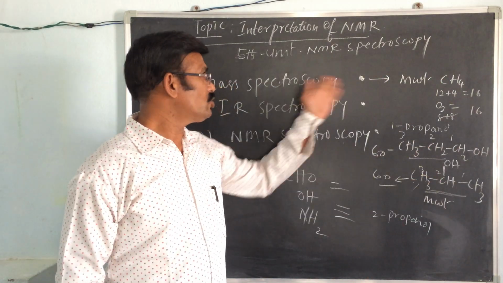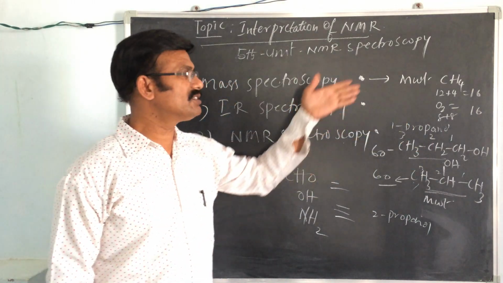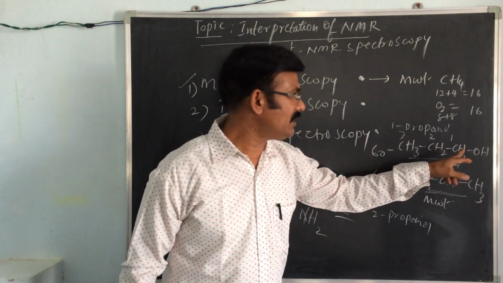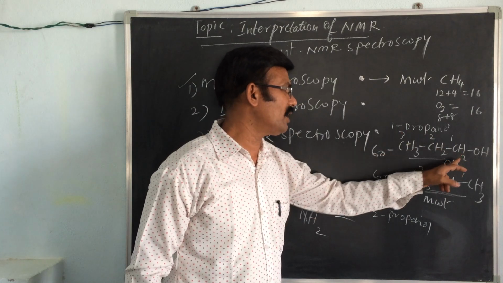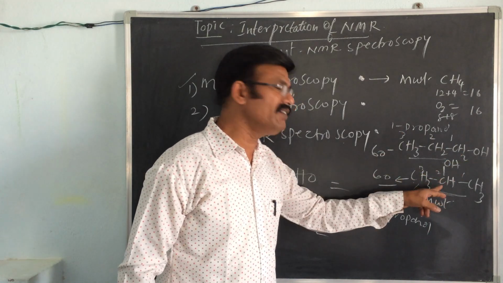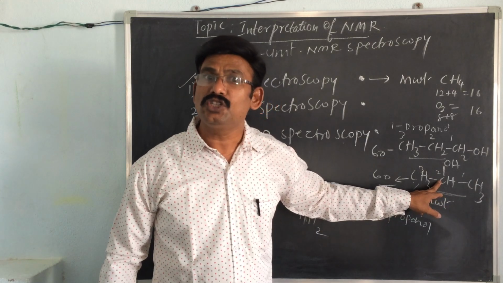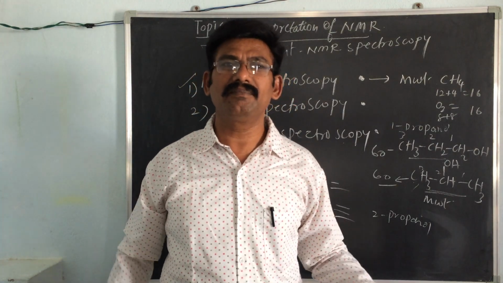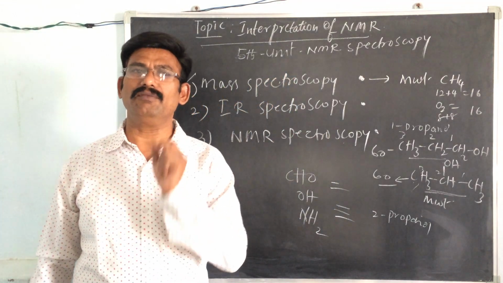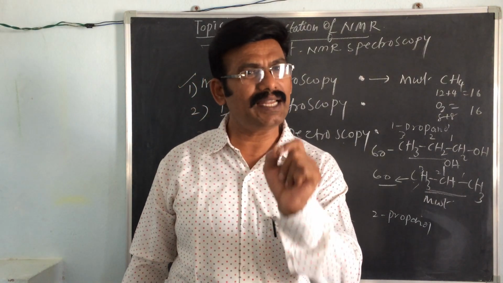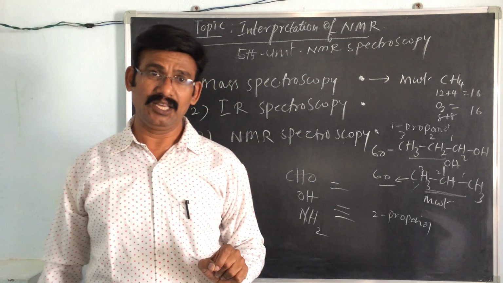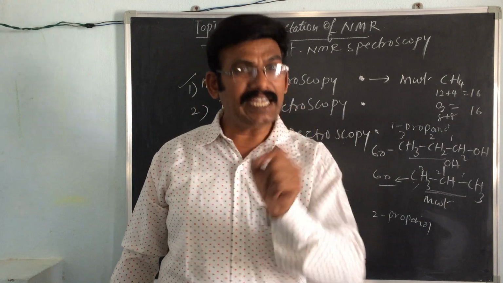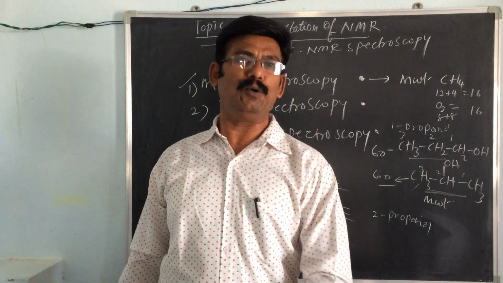Only functional groups. So mass gives the molecular weight, IR gives the functional group. But exactly where is the functional group present? In 1-propanol, it is on the first carbon atom. But in 2-propanol, the OH group is present on the second carbon. This difference only NMR gives. Today's topic is NMR interpretation. NMR plays a very good role in the identification of all organic compounds.